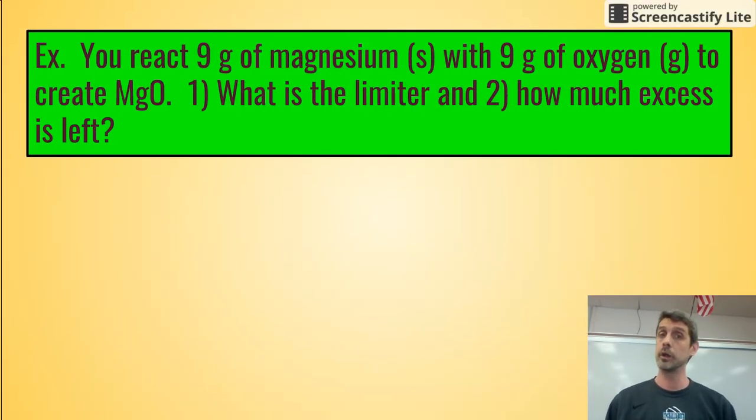Now, let's do one on your own. So take a look at this example. I've got 9 grams of aluminum this time and 9 grams of oxygen to create magnesium oxide. Go ahead, figure out the limiter, figure out the excess. Right now, go ahead and hit pause, balance the equation. When you're ready, start it again.